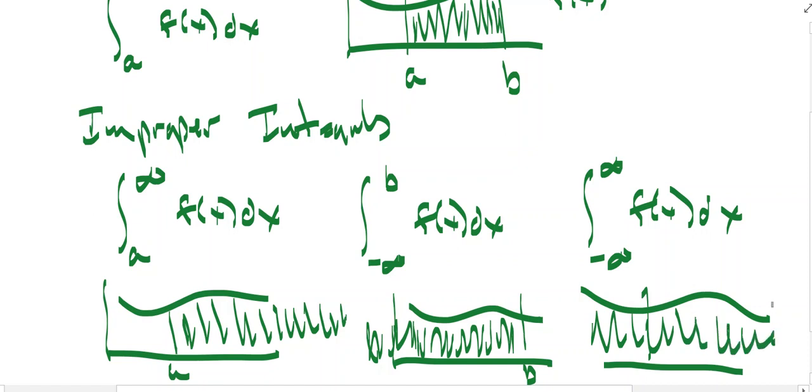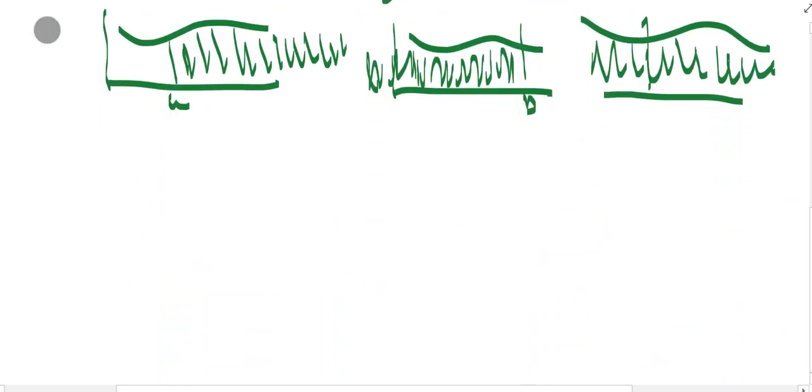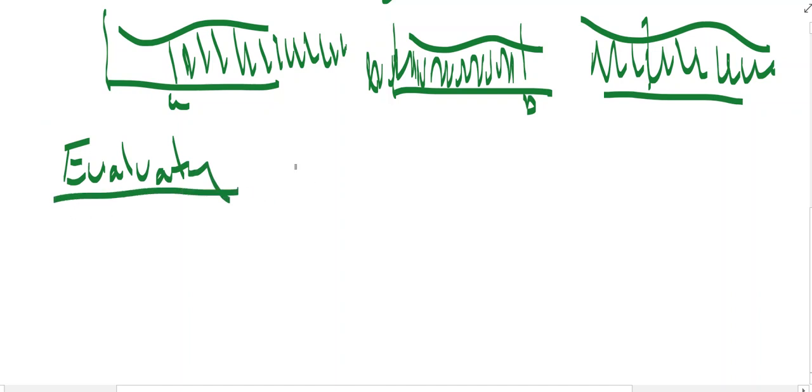These would all be examples of improper integrals. They're improper because we have not defined the lower or the upper bound with finite values. Now, to evaluate an improper integral, so evaluating, we use limits. Our good old friend, the limit.